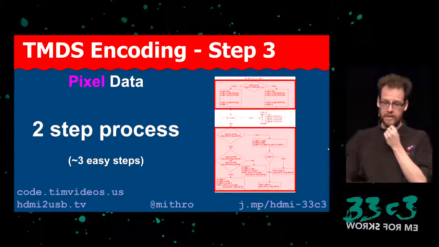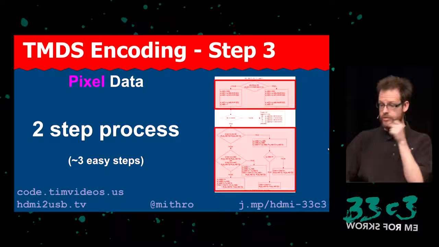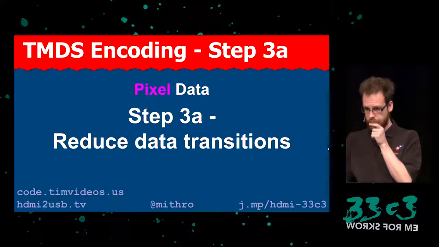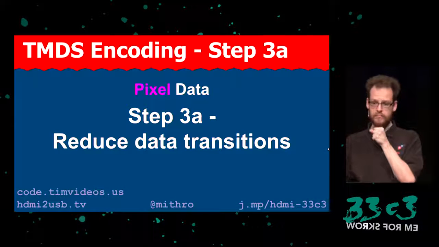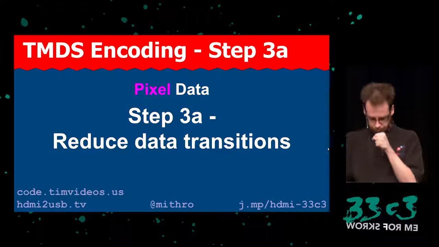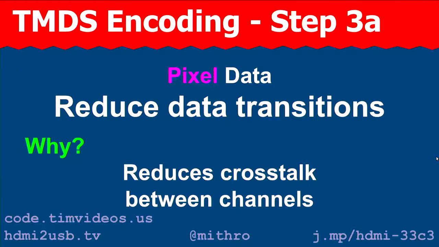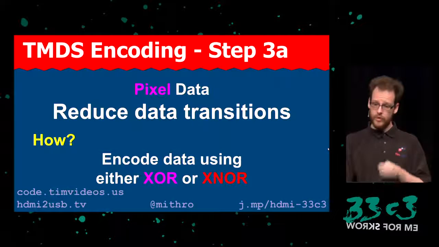So encoding pixel data is a 2-step process. I did say it was 3-ish steps to do this. The first step is we want to reduce the transitions in the data. Why do we do this? Because this, again, is a high-speed channel. We want to reduce the crosstalk between the lanes. They're actually quite close to each other. And so by reducing the number of transitions, we can reduce the probability that the signal propagates from one channel to the next.